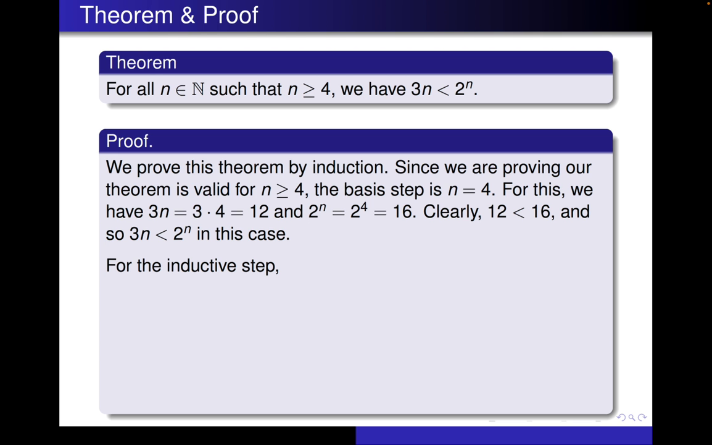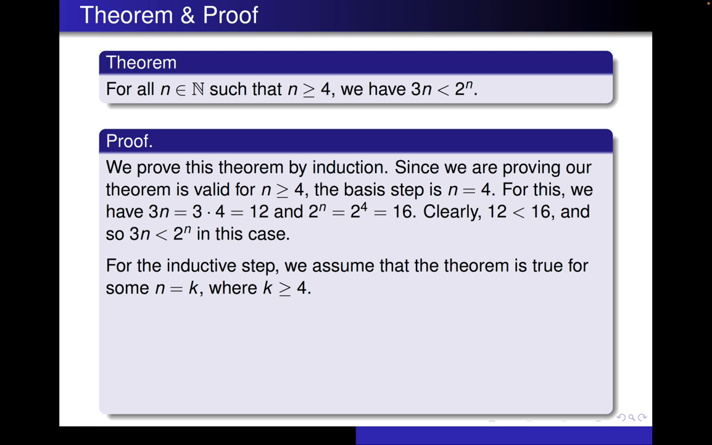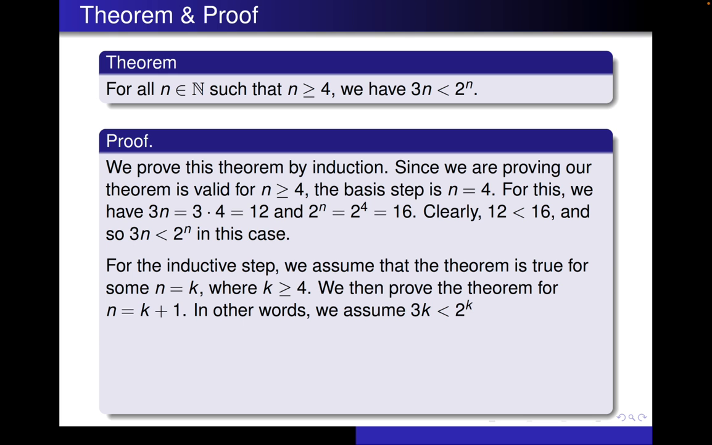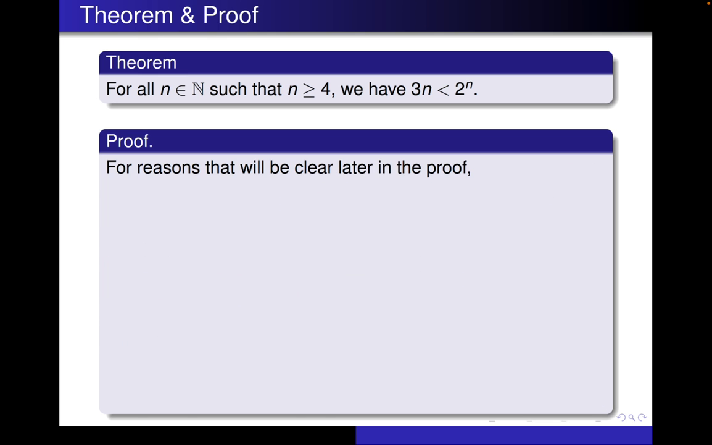Now, for the inductive step, we're going to assume that the theorem is true for some n equals k, where k is greater than or equal to 4, and then prove the theorem for n equals k plus 1. So we're going to assume that 3k is less than 2 to the k, and show that 3 times k plus 1 is less than 2 to the k plus 1. And let's see if we can use our scratch work from the previous slides to get us there.